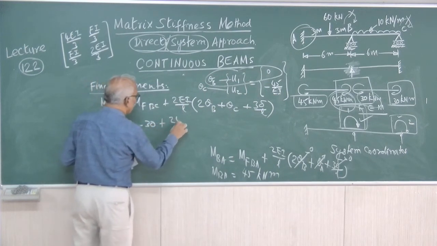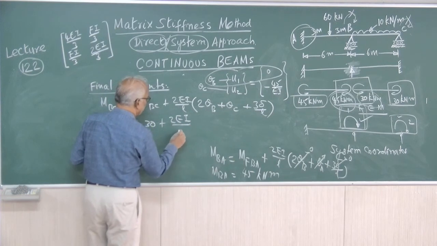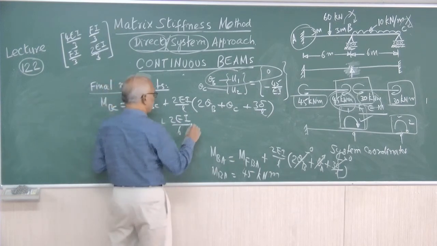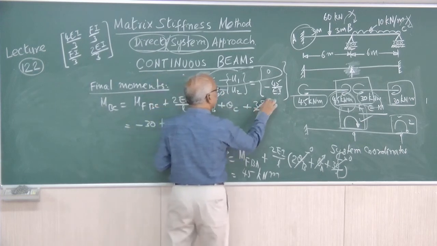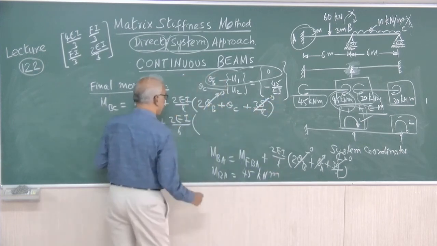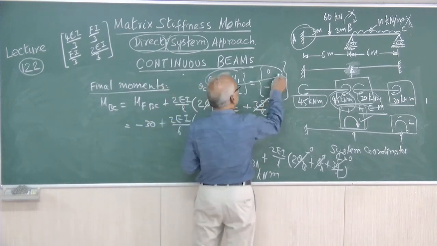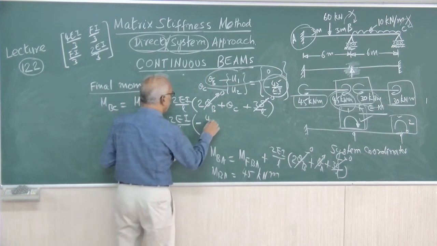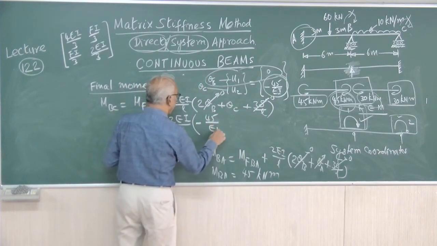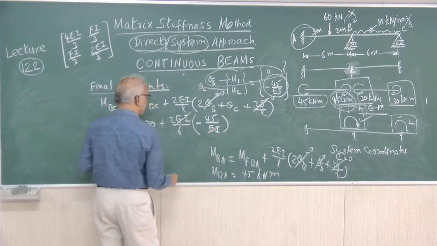Plus, for BC also, I is I and L is 6 meters, into theta B is 0, delta is 0. We have only theta C. Theta C is minus 45 by EI. Here we will find EI will get cancelled.